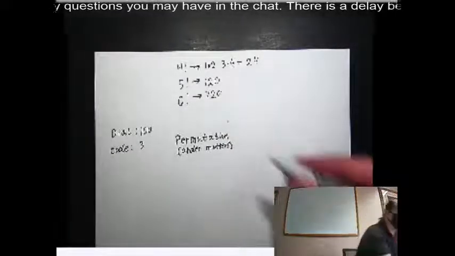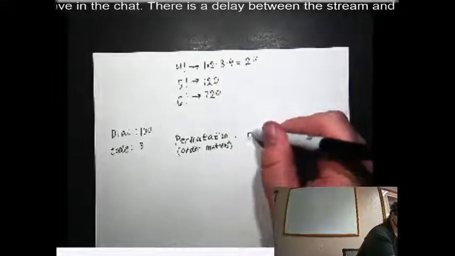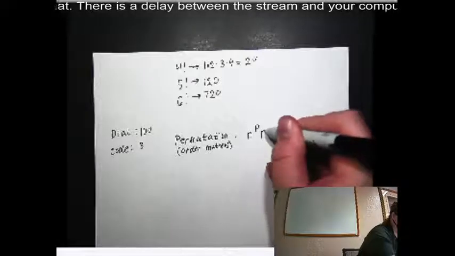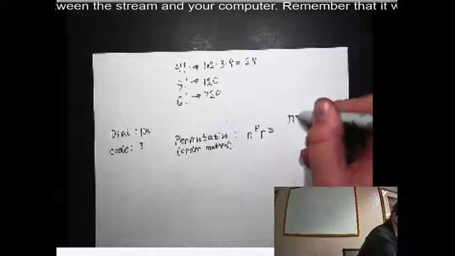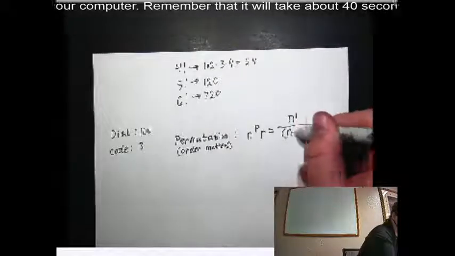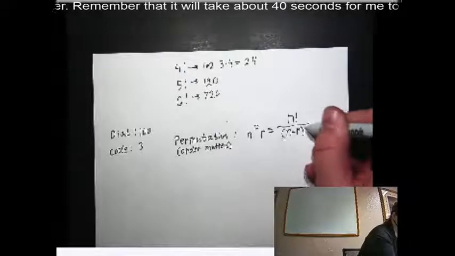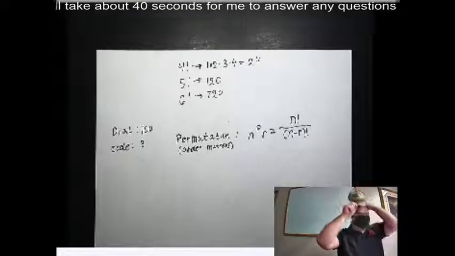It's got a formula behind it. It's nPr equals n factorial over n minus r factorial. Okay?